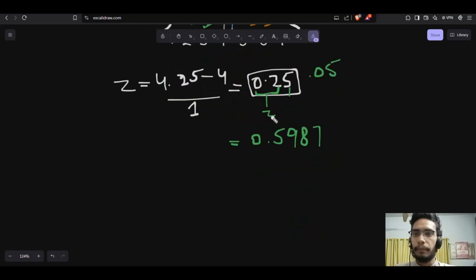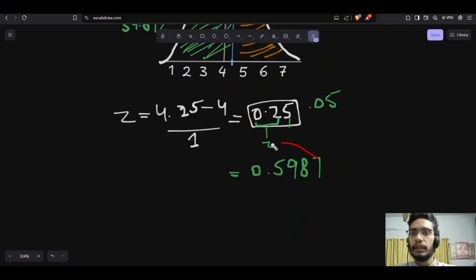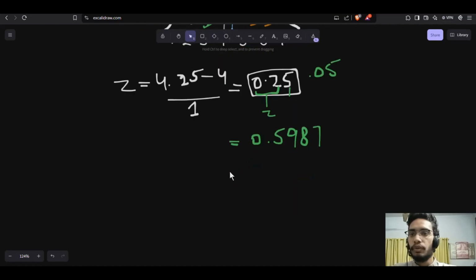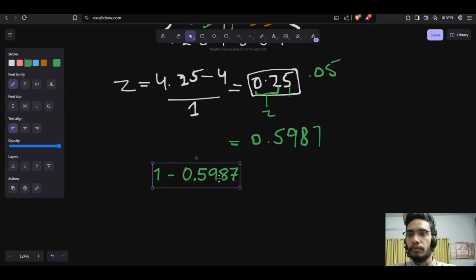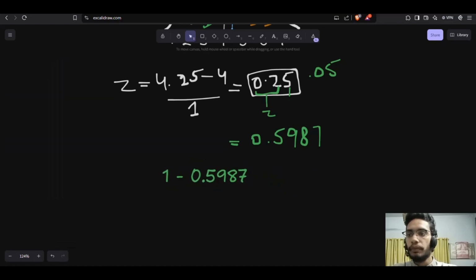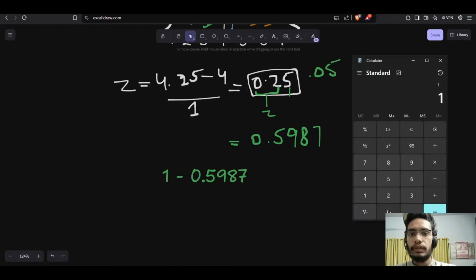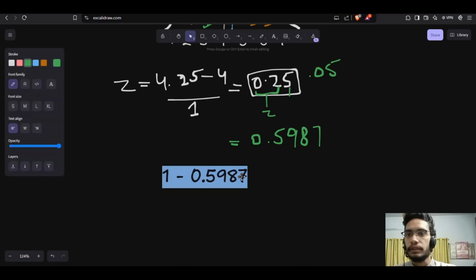It is quite simple. Once you have calculated this value from the Z table, you just have to subtract it from 1: 1 minus 0.5987. So you calculate 1 minus 0.5987, and you get 0.4013. So this is your final answer.